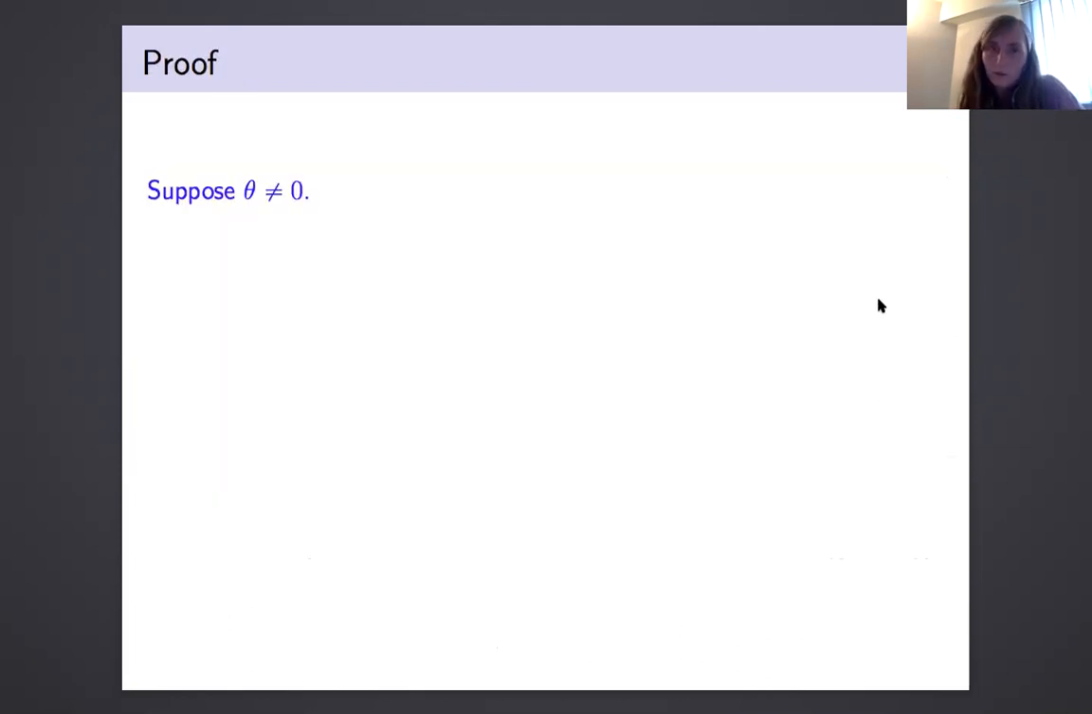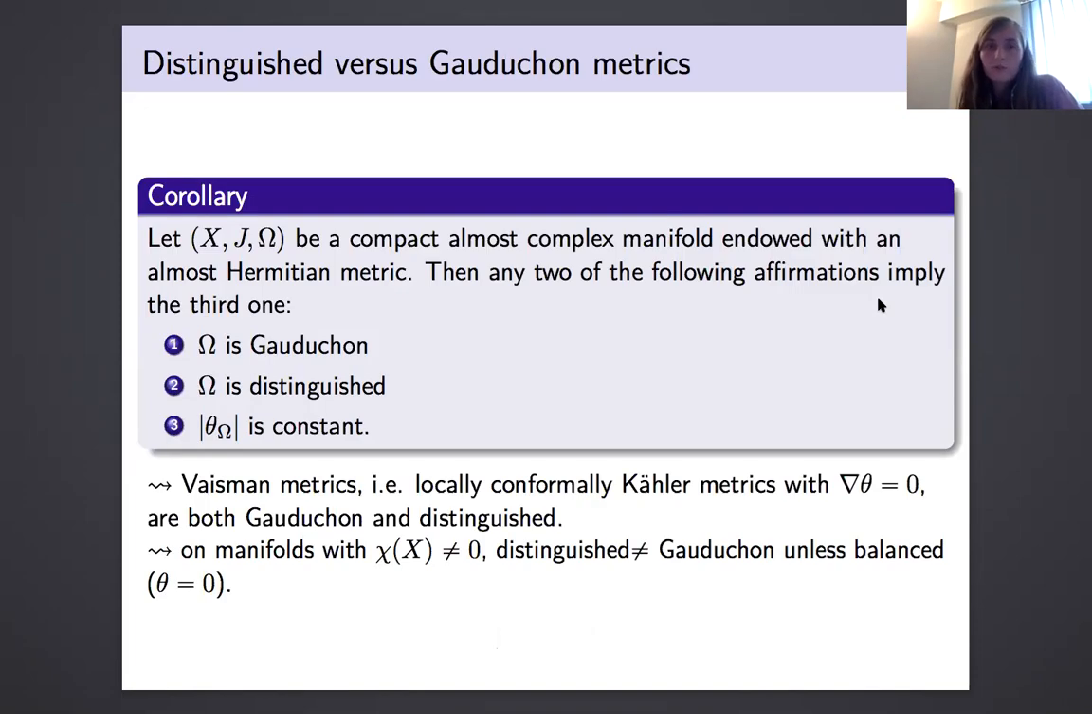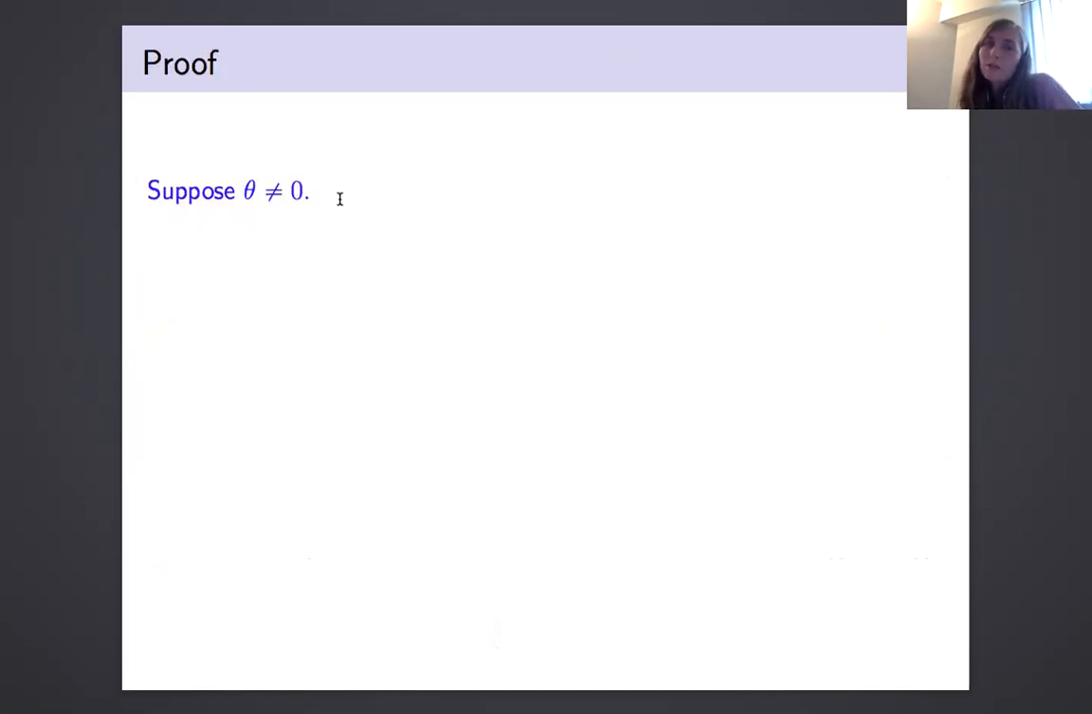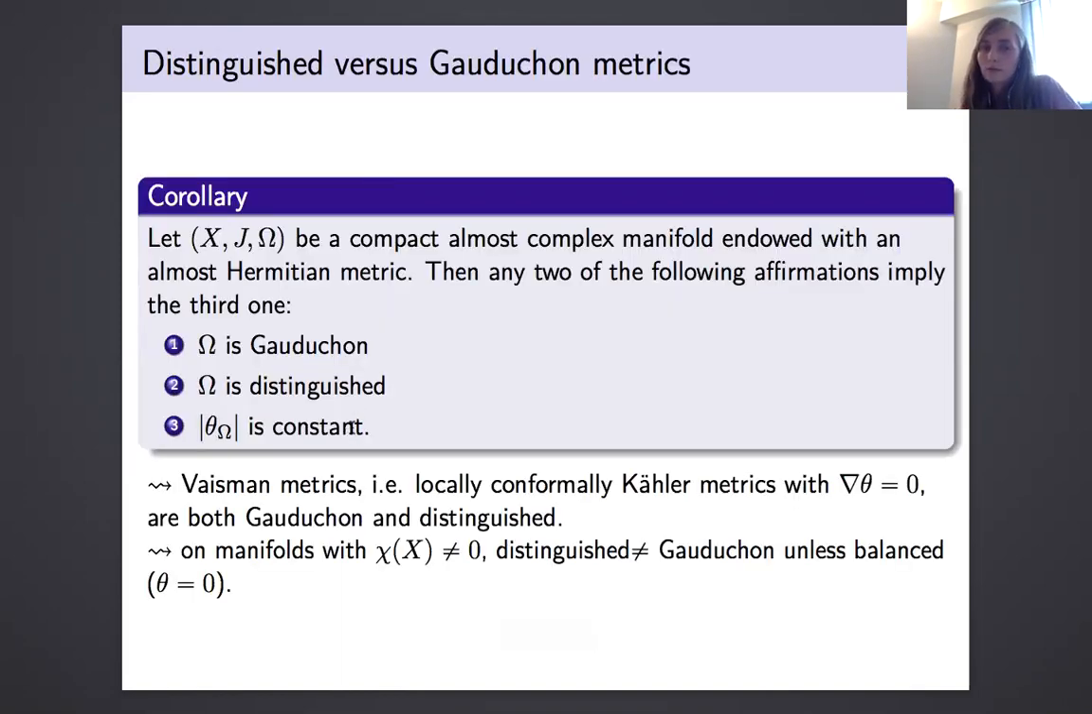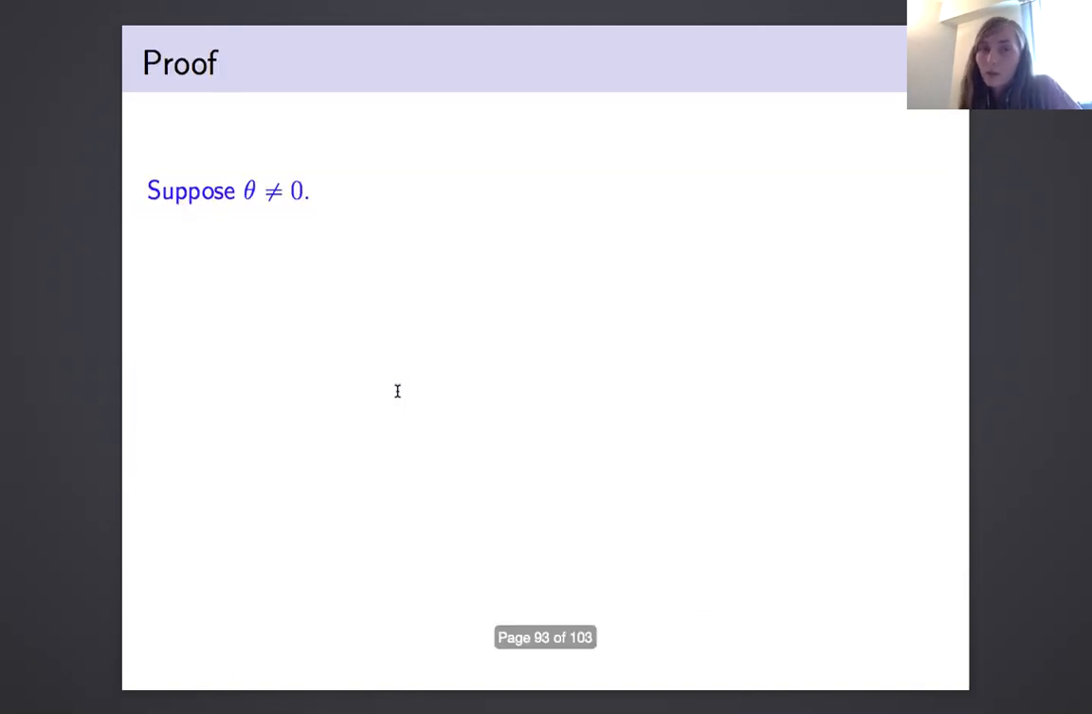And the proof of this is similar to what we had before. If theta is 0, it's clear that Gauduchon coincides with distinguished, because they also coincide with balanced, all two of them. So we suppose that the Lie form is not 0.